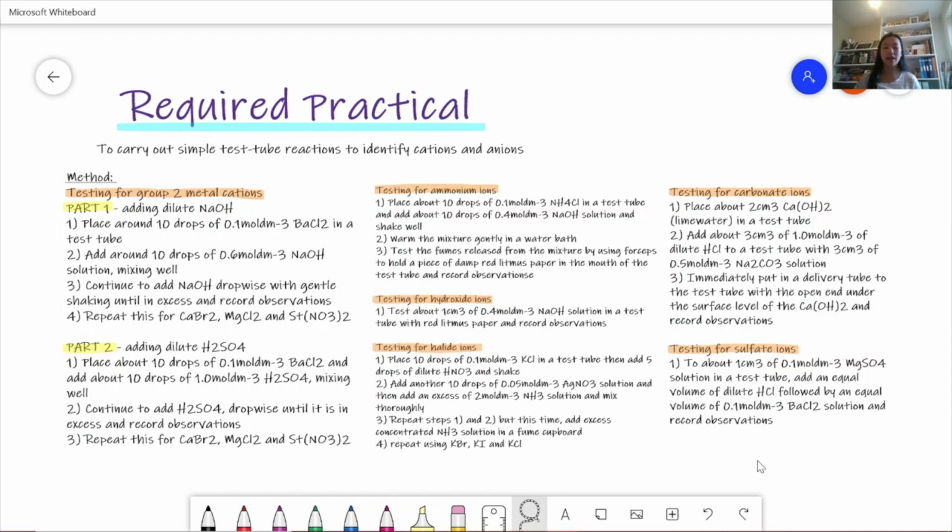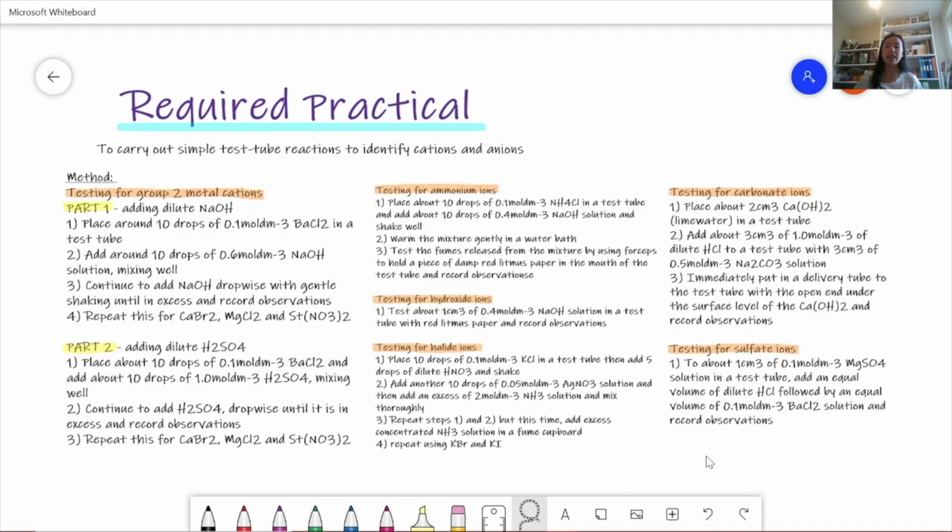After that, we then add 10 drops of silver nitrate solution and then add an excess of ammonia solution and mix thoroughly. We repeat these steps, but this time we add excess concentrated ammonia in a fume cupboard to these test tubes. And then we repeat these two steps using potassium bromide and potassium iodide.